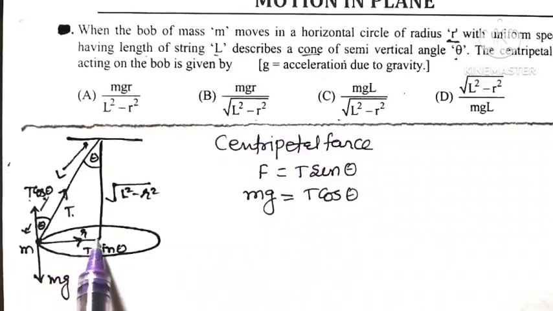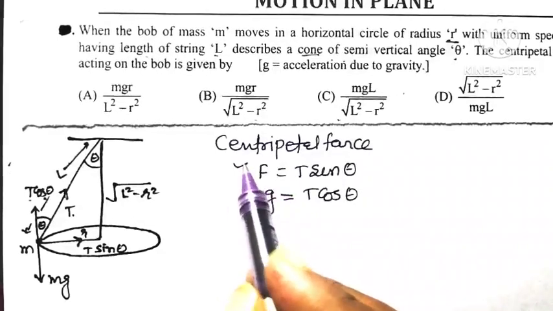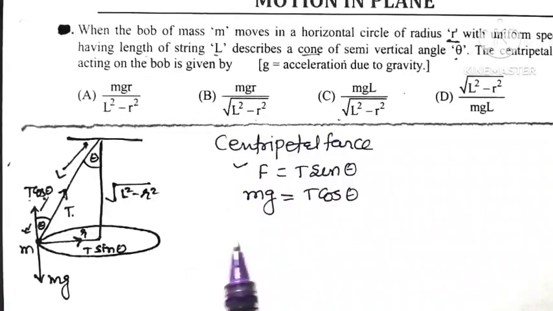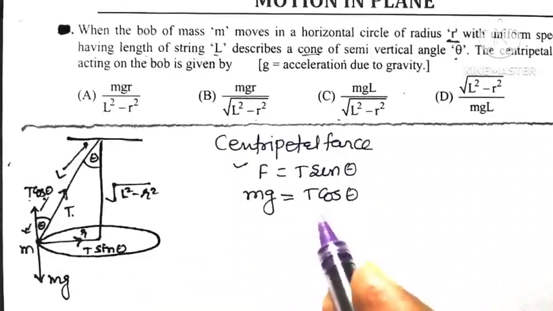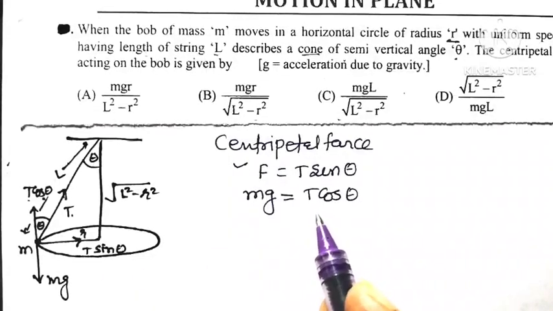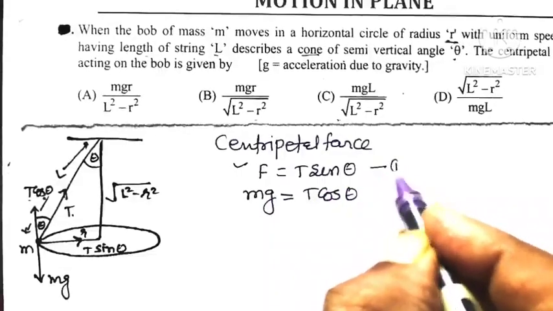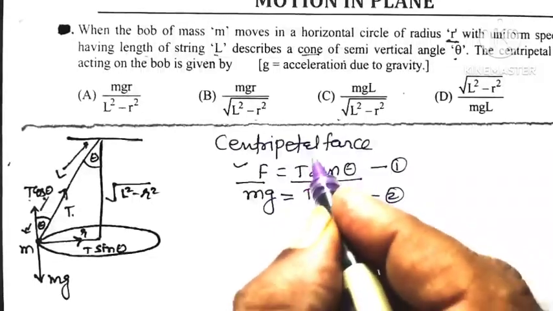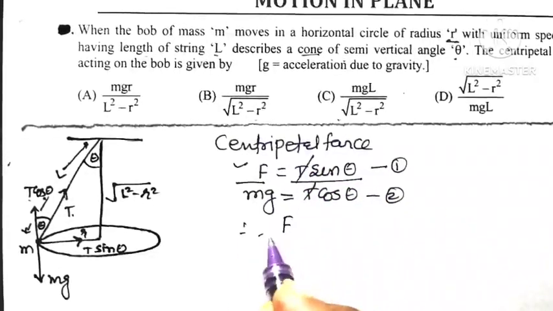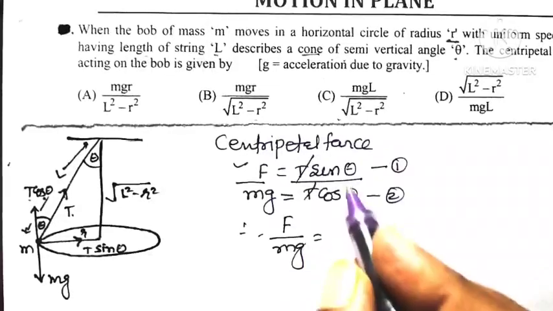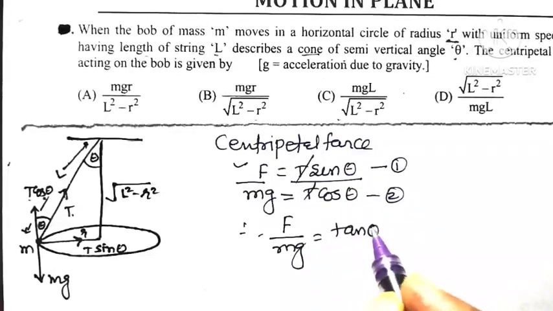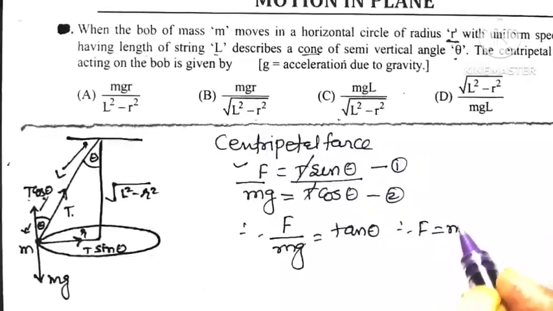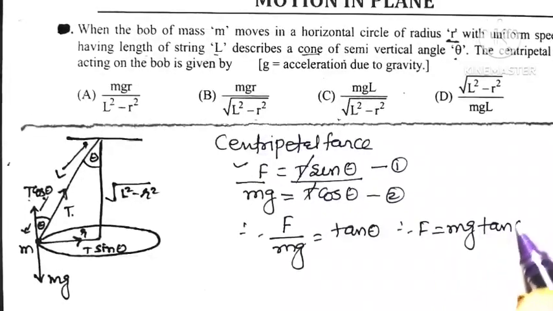So resolve tension T into two components. The component acting along the radius will provide the necessary centripetal force, that is F = T sin theta, and the other component T cos theta will balance the weight mg of the body, which is acting vertically downward. Now, we want to find out the value of F. So let us divide equation 1 by equation 2. T gets cancelled with T, and we have F by mg is equal to sin theta upon cos theta, which is tan theta. Therefore F = mg tan theta.